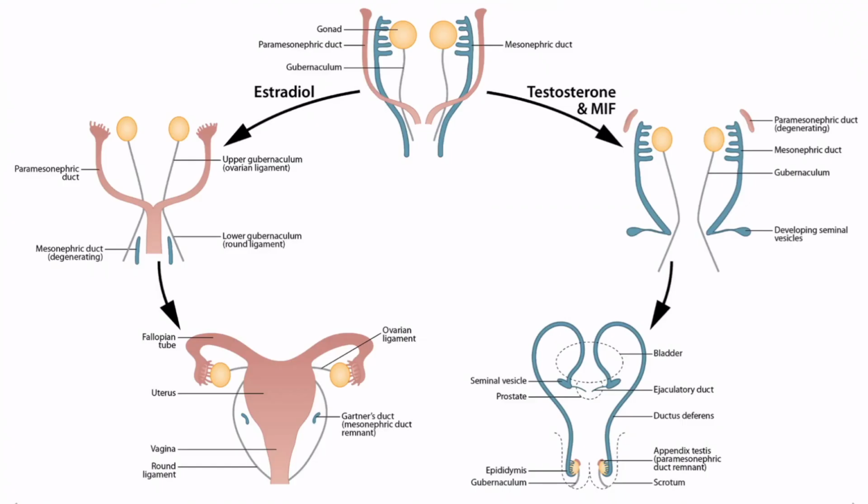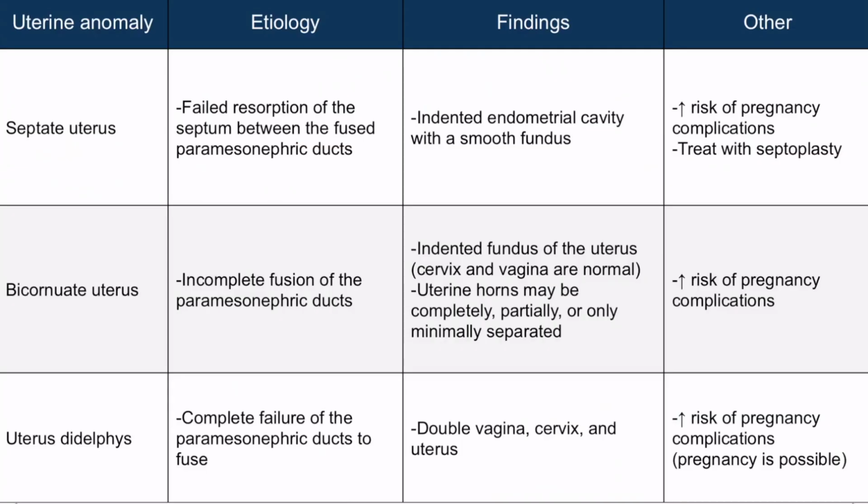From this image, we can see that if the paramesonephric duct or Müllerian duct does not form properly, then the patient will lack a uterus and a vagina. All right, so this disorder deals with complete agenesis of the paramesonephric ducts. Sometimes the paramesonephric ducts are present, they just don't develop properly. If this happens, then the patient can develop uterine anomalies, which we'll discuss now. There are 3 uterine anomalies you need to be familiar with for step 1, including a septate uterus, a bicornuate uterus, and a uterus didelphys.